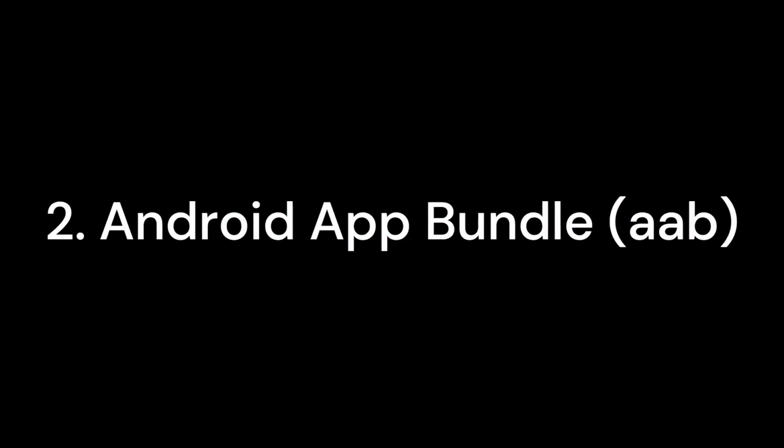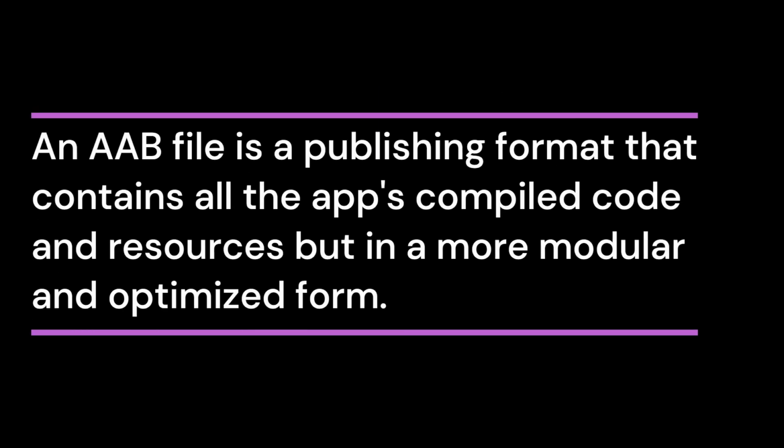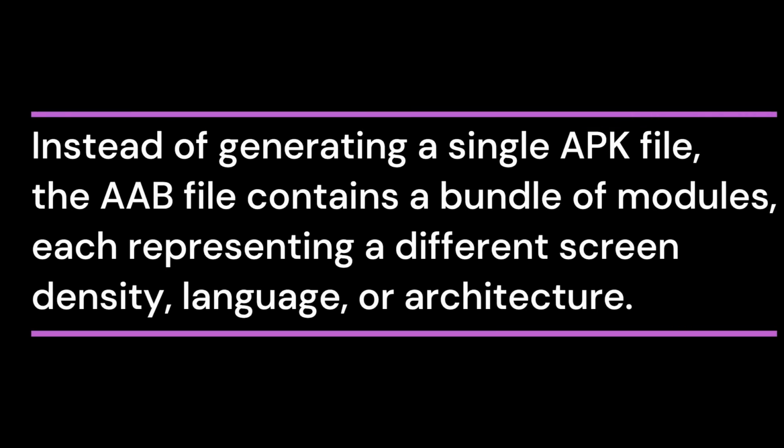2. Android App Bundle, AAB. AAB is a newer publishing format introduced by Google in 2018. It is an improved and more efficient way to distribute Android apps. An AAB file is a publishing format that contains all the app's compiled code and resources but in a more modular and optimized form. Instead of generating a single APK file, the AAB file contains a bundle of modules, each representing a different screen density, language, or architecture.